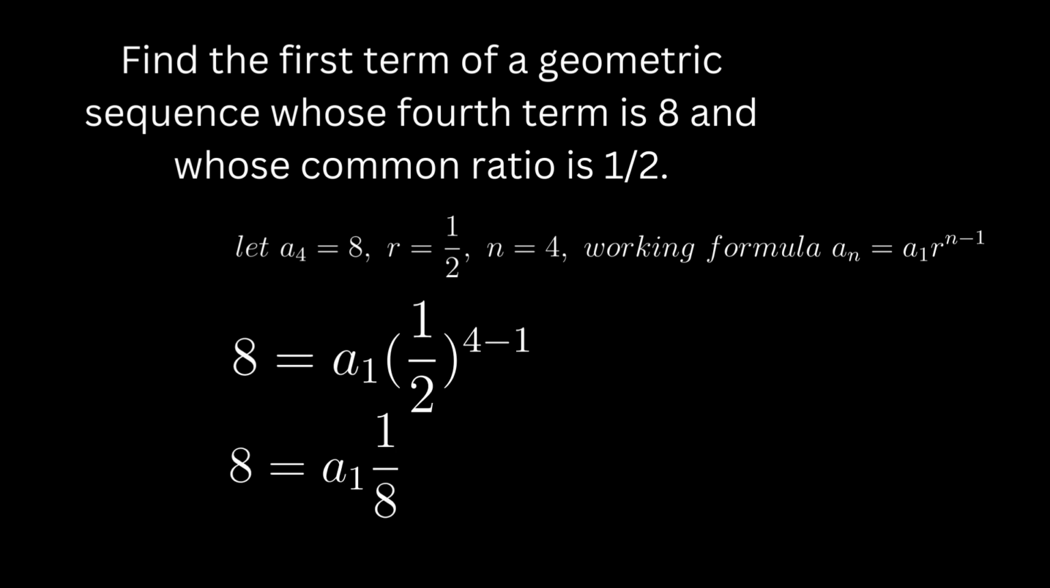Simplifying, we get 8 is equal to a sub 1 times 1/8. Multiplying 8 both sides, we get 64 is equal to a sub 1. Thus making 64 the first term of the geometric sequence.